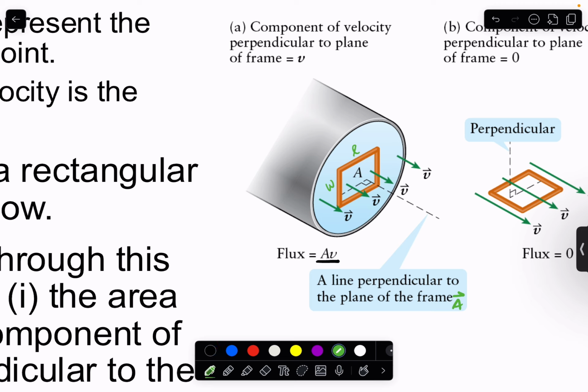Why? Because the velocity vector is parallel to the perpendicular part of the area, okay? So there's a lot of steps here. In other words, the component of the velocity perpendicular to the plane is the full V, and so therefore the flux is A times V.